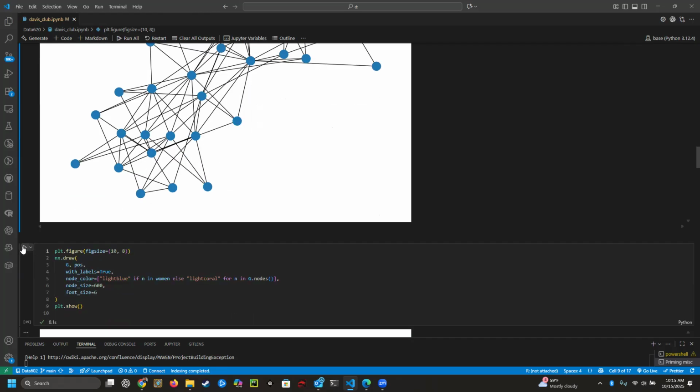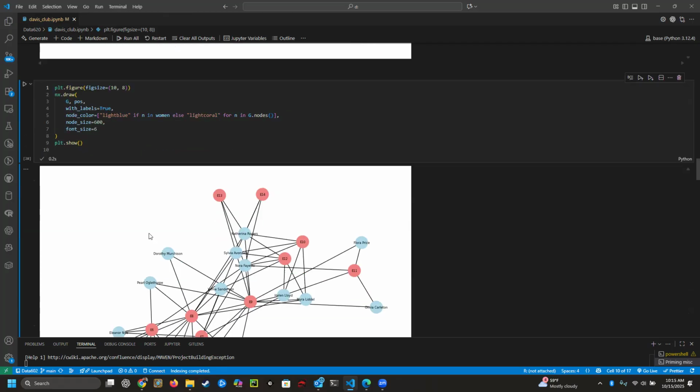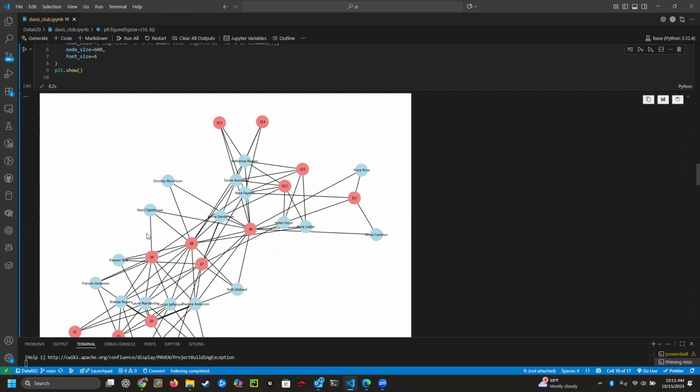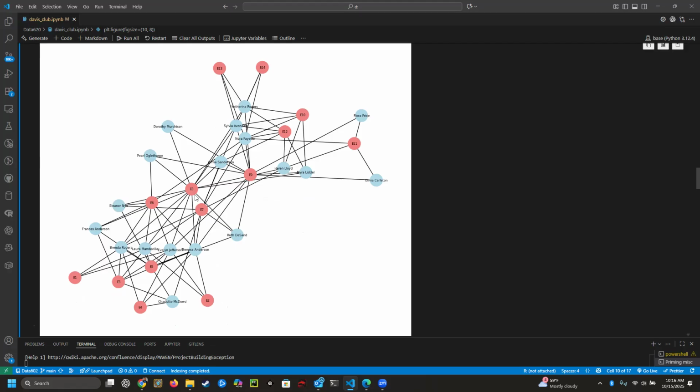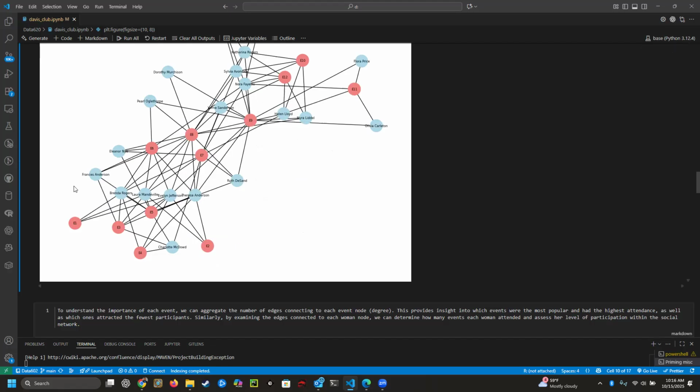So in the next plot, I take this and label it to make it a little easier to understand. So now we're able to see the different women and then the events. Again, it's kind of hard to see here, but events aren't connected to each other. It's women that connect to events. And this is the original bipartite network.